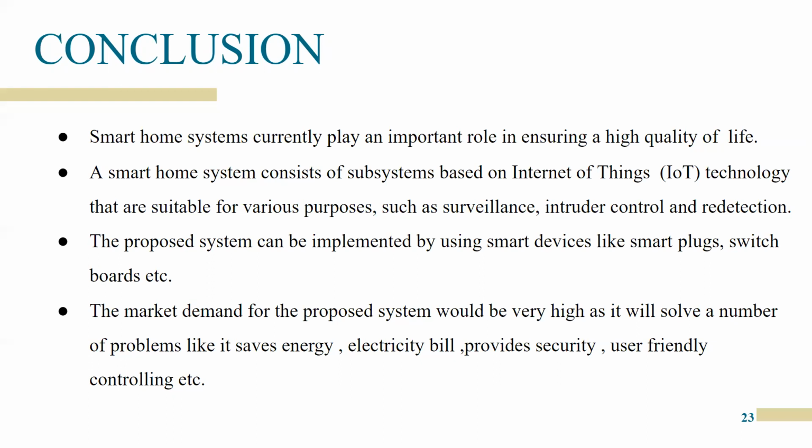So the smart home system can play a major role in ensuring a high quality or standard of life, which can have an impact on our lives. And a smart home system consists of a subsystem based on Internet of Things technology that is suitable for various purposes such as surveillance, intruder control, and detection. So you can detect intruders, and you can use it for surveillance purposes, etc.